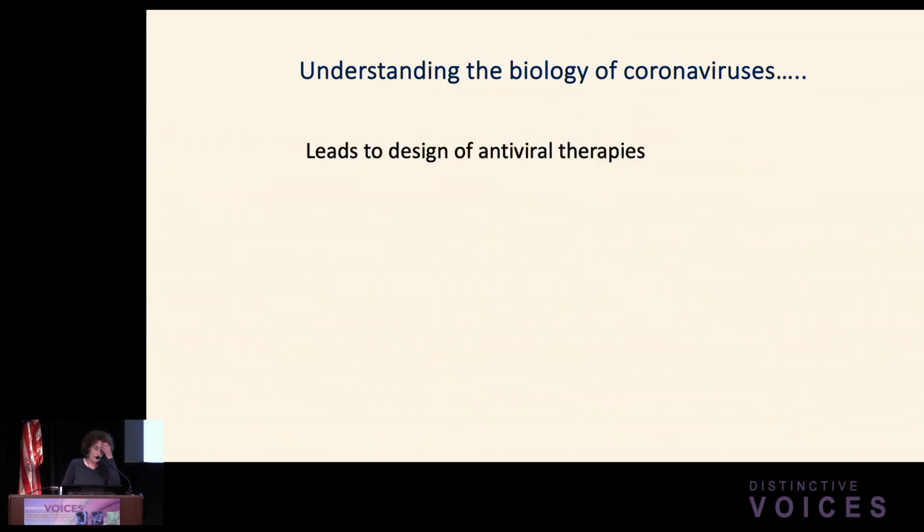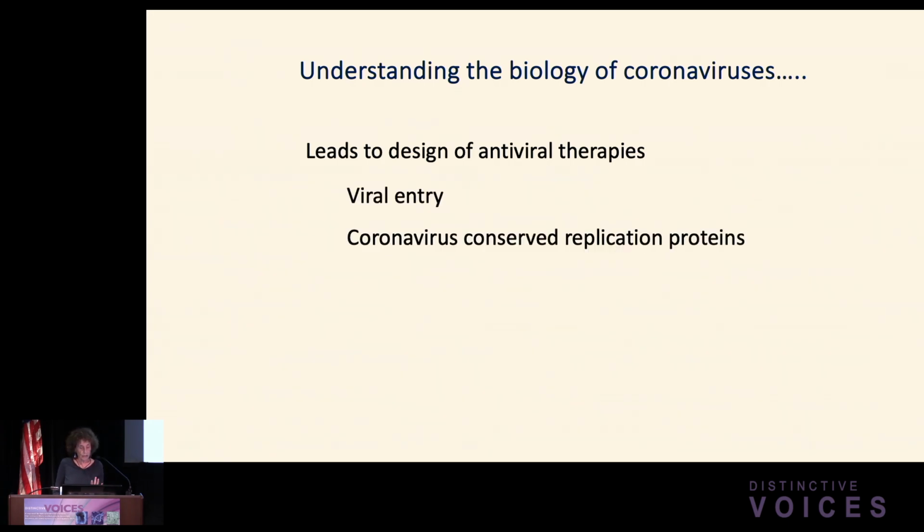Because it helps us design antiviral therapies, which we need. And I'm going to talk about two different aspects, viral entry and coronavirus conserved replication proteins, those 16 proteins that are encoded at the end of the virus. And then I think also understanding the biology tells us how we get SARS-CoV-2 variants, which will be the last part of the talk.